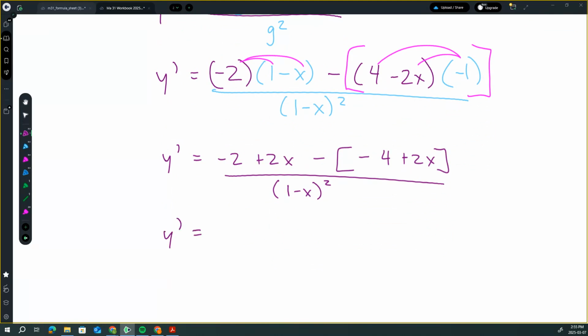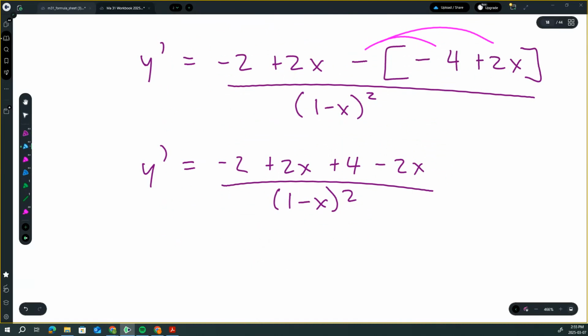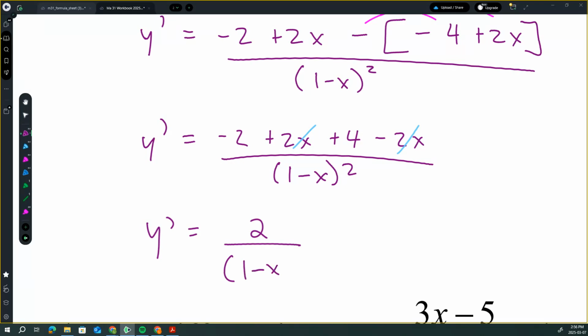y prime is equal to, so I'm just distributing this negative through now. So negative 2 plus 2x plus 4 minus 2x, divided by 1 minus x squared. Looks like the 2x minus 2x cancel out. So y prime is equal to negative 2 plus 4, which is going to give us 2, divided by 1 minus x squared. Okay.